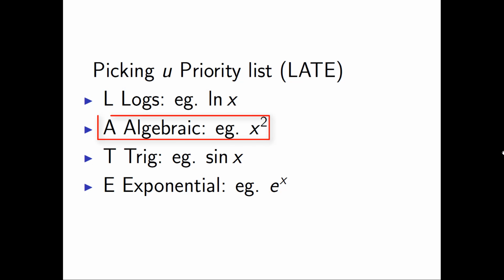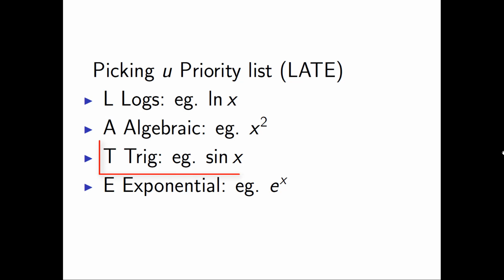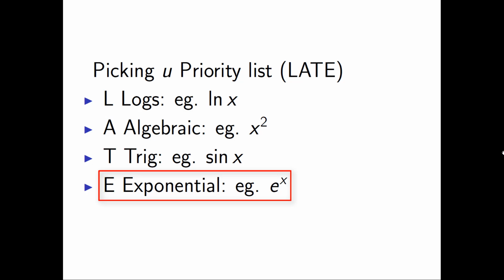Our next choice for u, if there isn't a natural log, is some sort of algebraic expression, in other words an x squared. Then we go down to a trig, so a sine x, and then we go down to an exponential, for example, e to the x. Okay, so that's our priority list for picking the u. And of course, once we pick the u, we've also sort of by default picked the dv. Okay, so I'll say we apply this integration by parts whenever we have two functions multiplied together we wish to integrate.